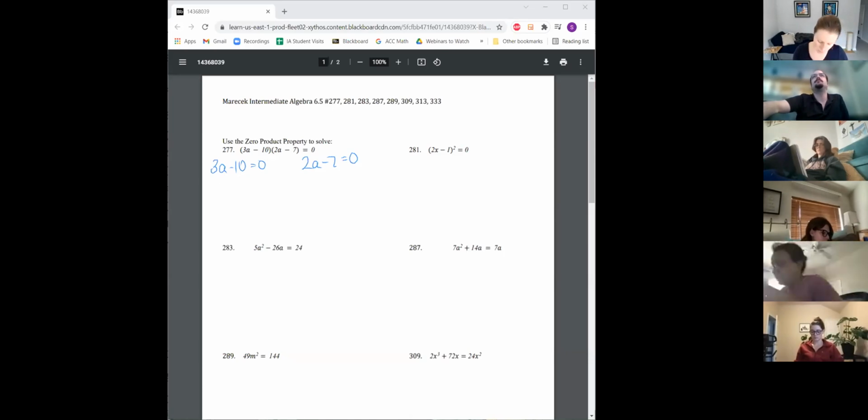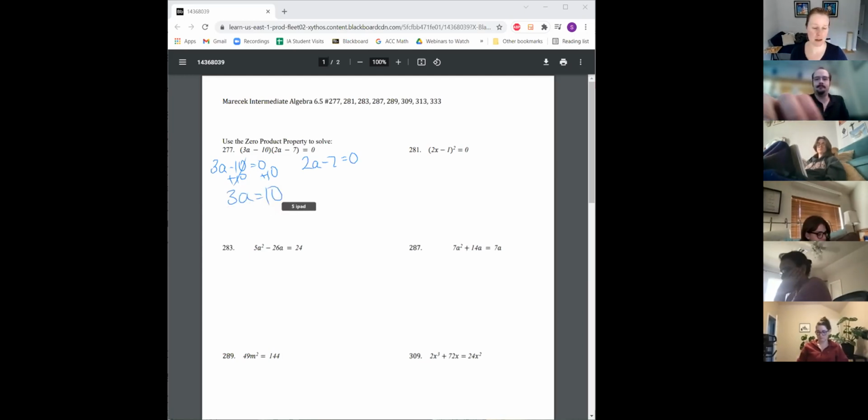Oh, negative 10? How did you move the minus 10 to both sides? How did you move it over to the right? If we have a minus, would you have to add 10 to both sides? Yeah, add 10 to both sides so it cancels. Good. And then I did a equals 10 over 3.